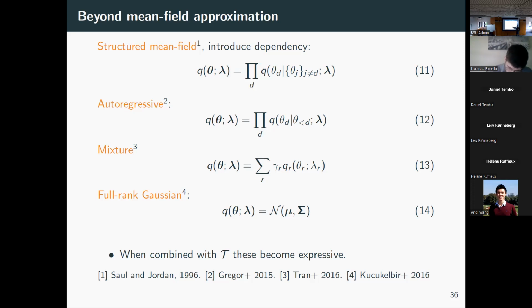The last one is quite interesting because it looks like the most simple approximation, but actually, in my opinion, I have used this a lot.